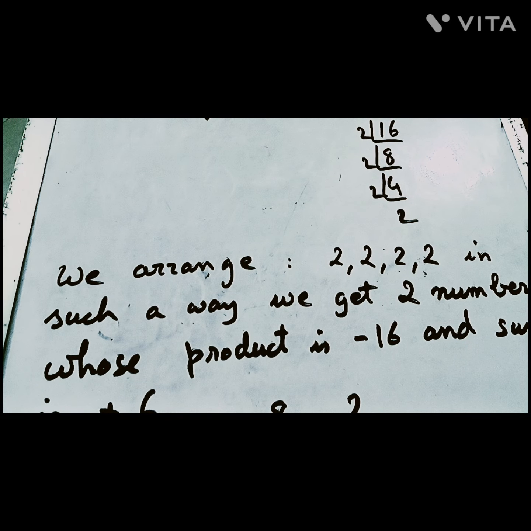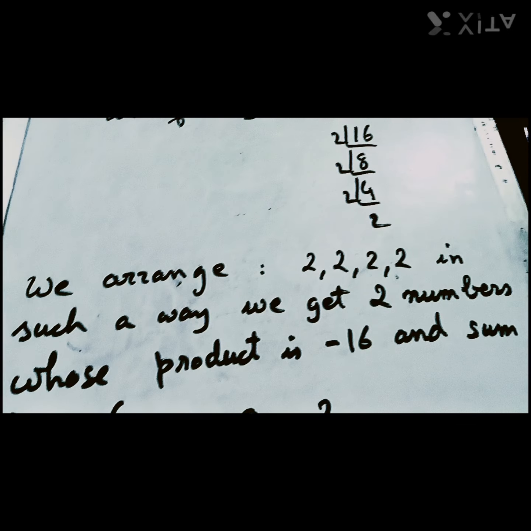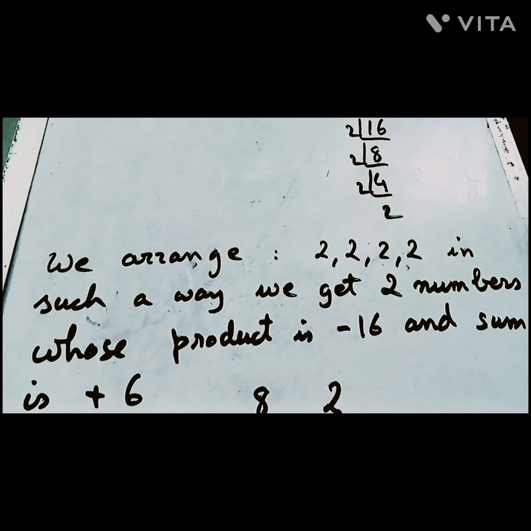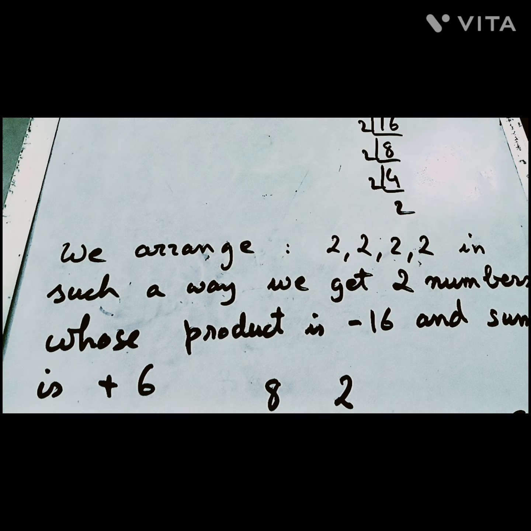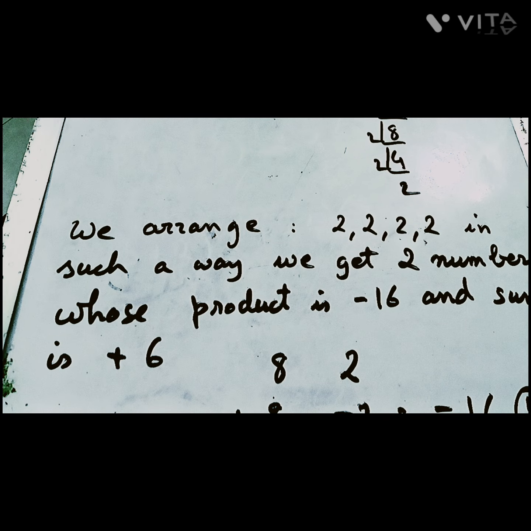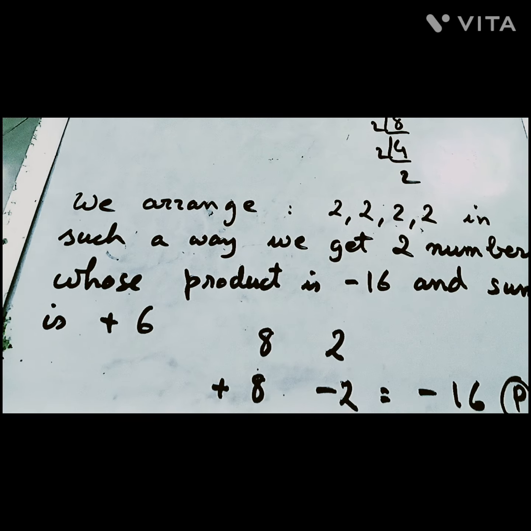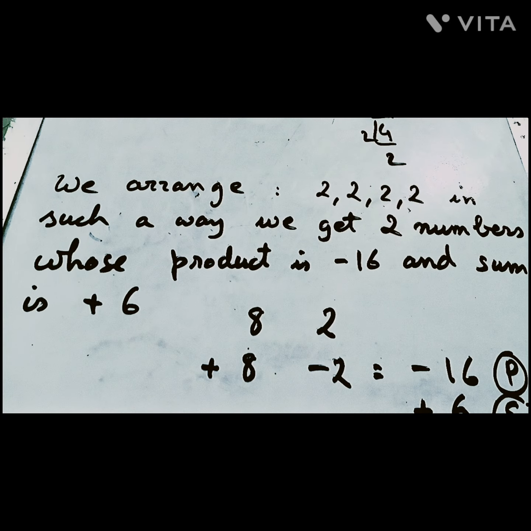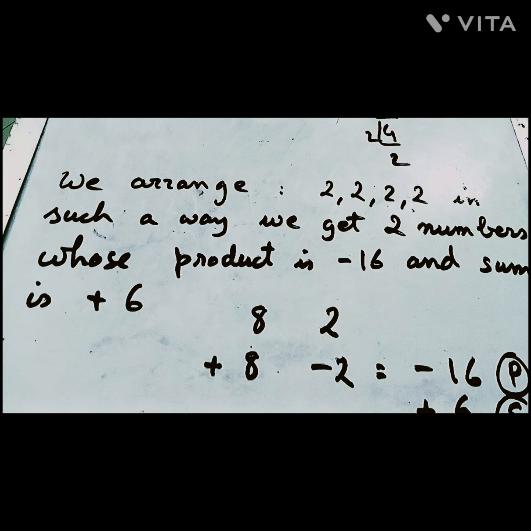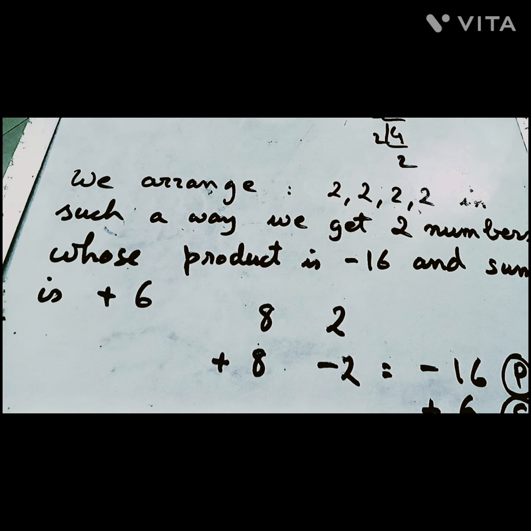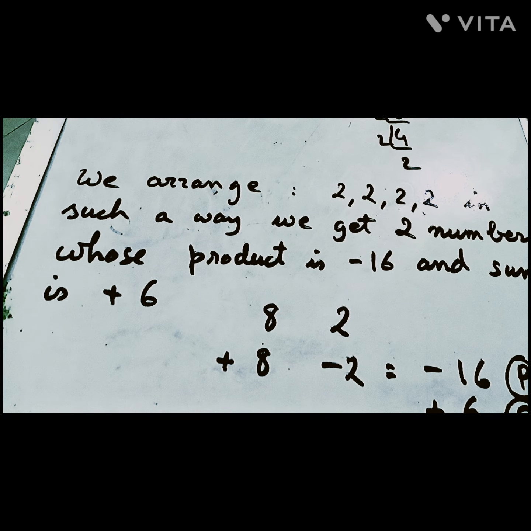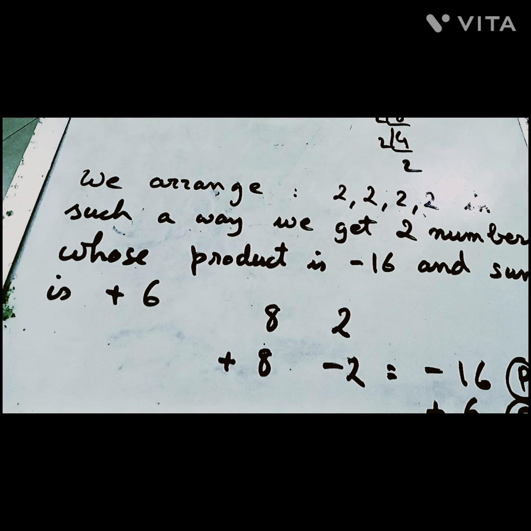And by adding, we get the sum plus 6, and by multiplying, we get the product as minus 16. So we have identified two numbers, 8 and 2. Now we have to put the integers. If I put plus 8 and minus 2, I put the positive integer in front of the bigger number and the negative integer in front of the smaller number.